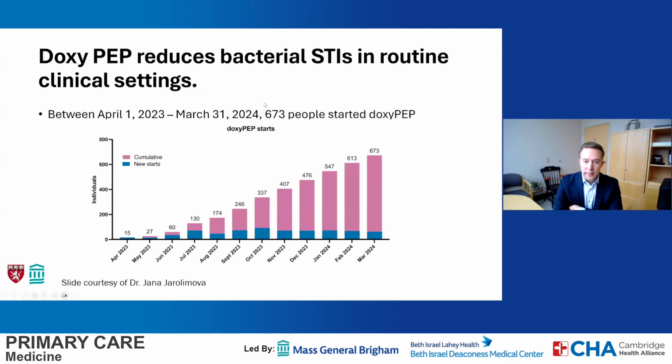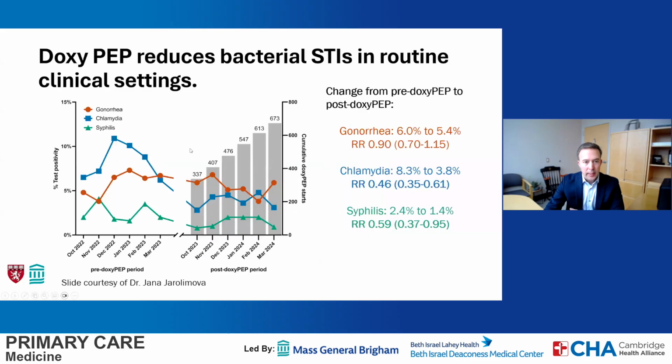Here are some data from our own clinic in which doxypep prescribing has increased rapidly. You can see this kind of big upswing in the number of starts of doxypep beginning back in 2023. And similar to other settings around the country, we have seen reductions in the real world in STIs. There have been declines in chlamydia and syphilis, but not declines in gonorrhea. And that finding has been fairly stable around the country with these benefits for chlamydia and syphilis and not gonorrhea. That is because gonorrhea at baseline has more doxycycline resistance than certainly chlamydia or syphilis, in which doxycycline resistance is really not described.